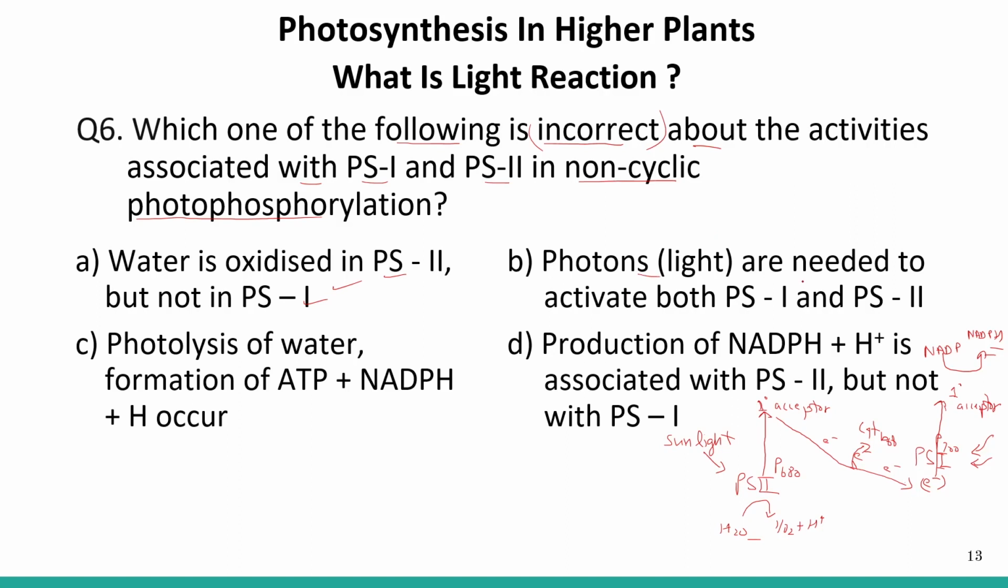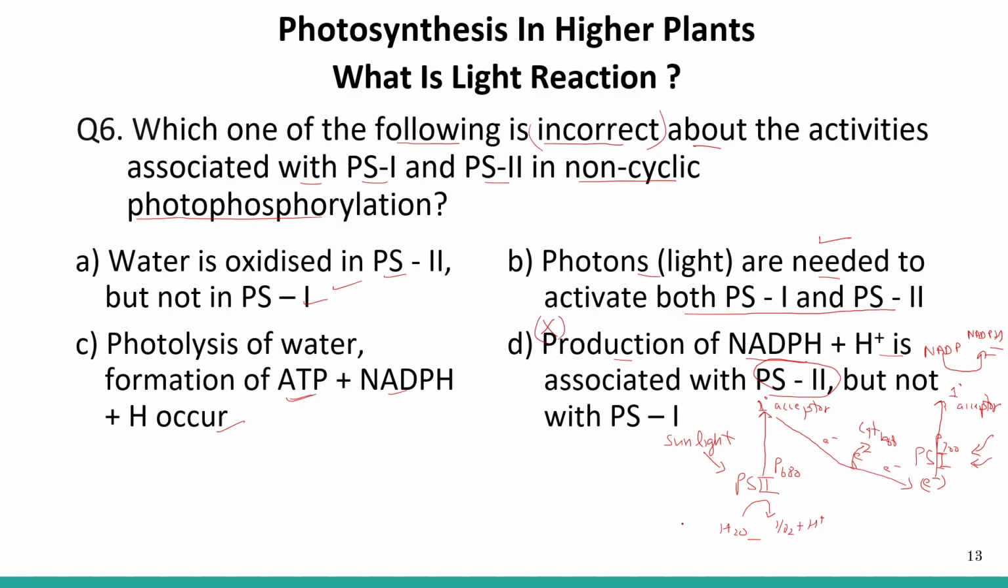Second option is photons are needed to activate both photosystem 1 and photosystem 2. So this is also correct. The next third option is photolysis of water takes place, formation of ATP and NADPH occurs. So this is also correct. And then last option is production of NADPH is associated with photosystem 2 but not photosystem 1. So this option is incorrect here.